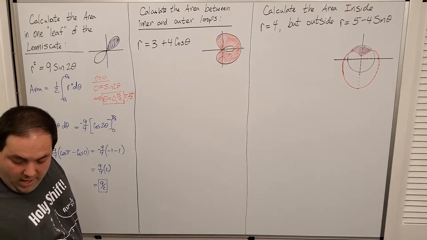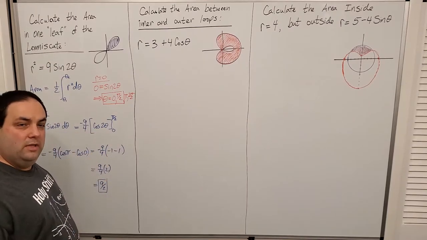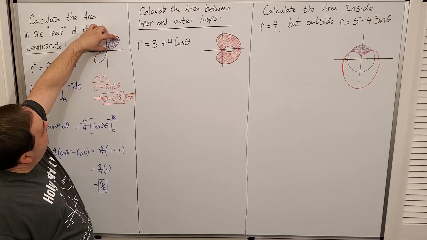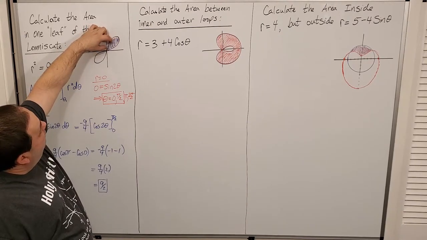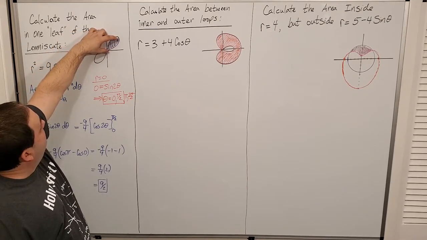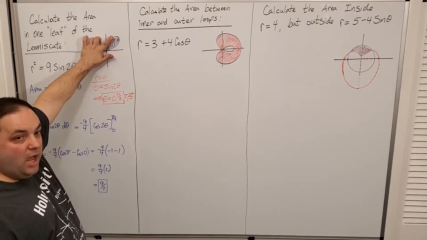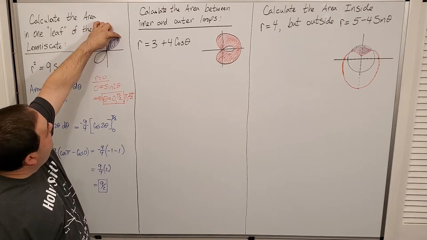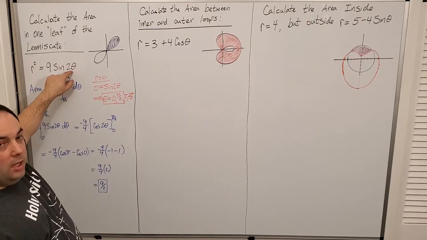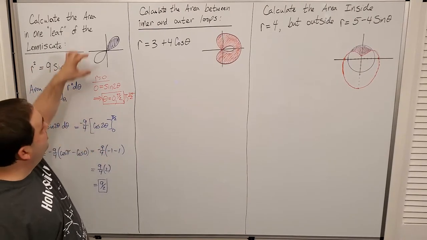And you should see a pattern forming here. The area of a complete lemniscate is just like a circle. It's related to an A squared, but A is the length of this piece right here. This length right here is 3 in this case, because when the angle is pi over 4, it's going to hit this peak out here, and sine of 2 times pi over 4 is sine of pi over 2, which is 1. I'm just getting r squared equals 9, so r is 3.